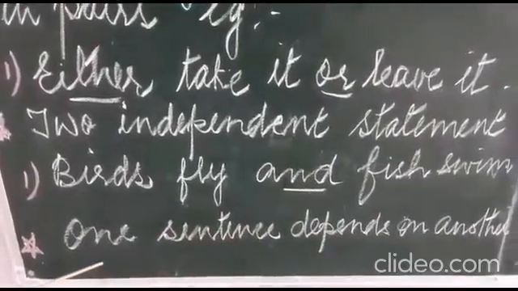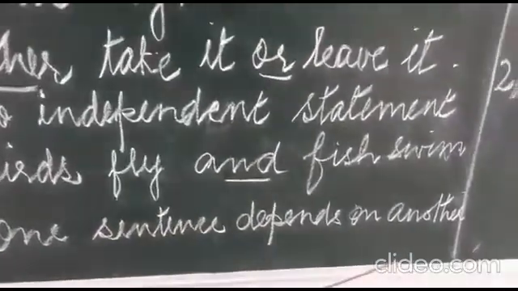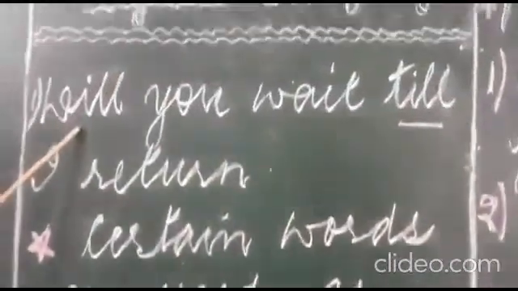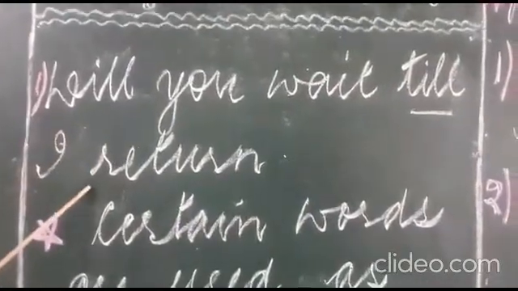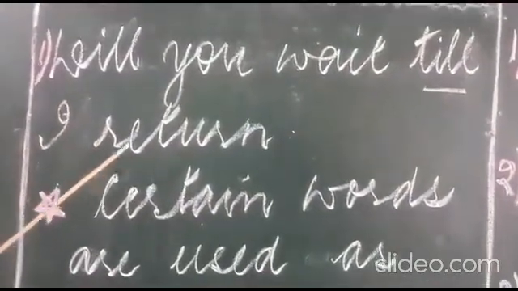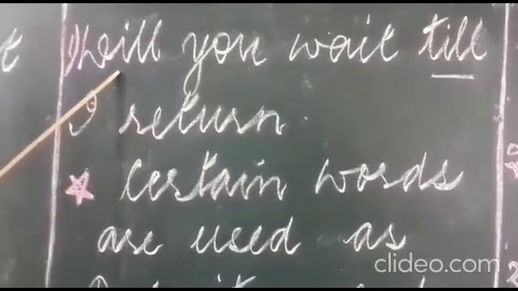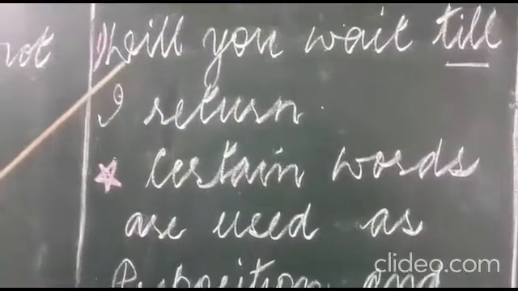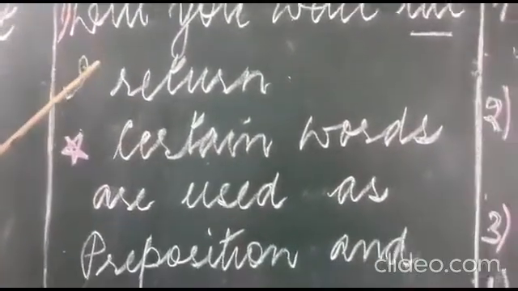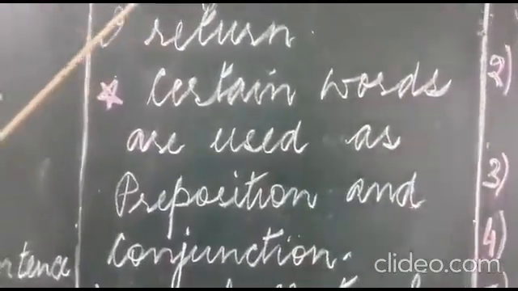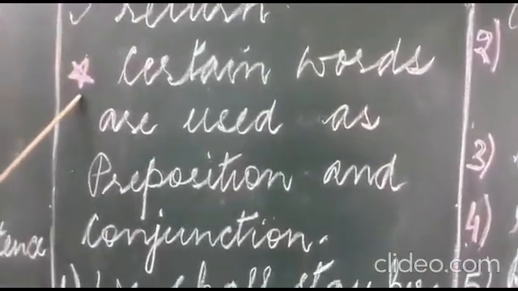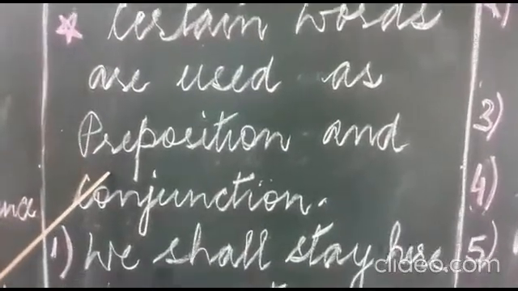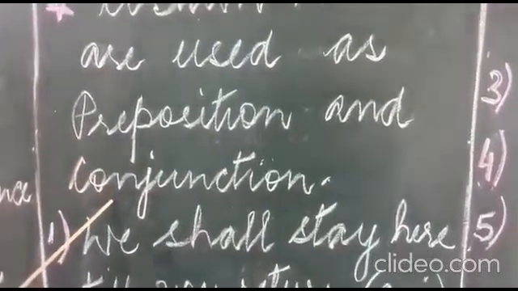Next, one sentence depends on another. Let's see this example. Will you wait till I return? So I return, it depends on the first one. Will you wait till I return? Okay, so it depends on the other one. Before that we did independent. This depends.